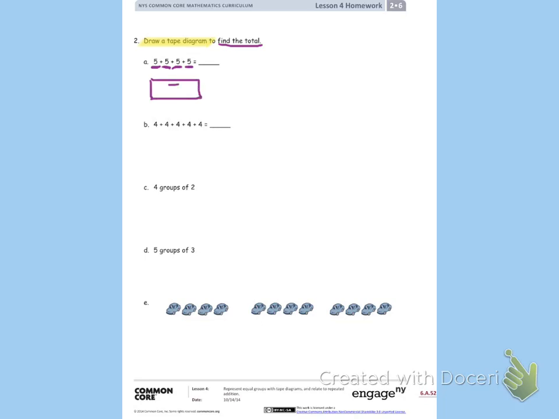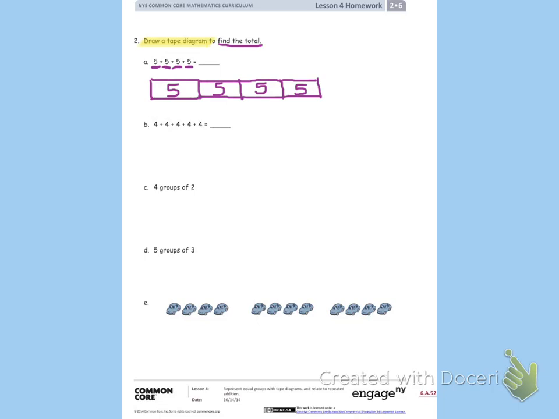Here's one group of 5, 2 groups of 5, 3 groups of 5, 4 groups of 5. I have drawn my tape diagram. Now I have to find the total.